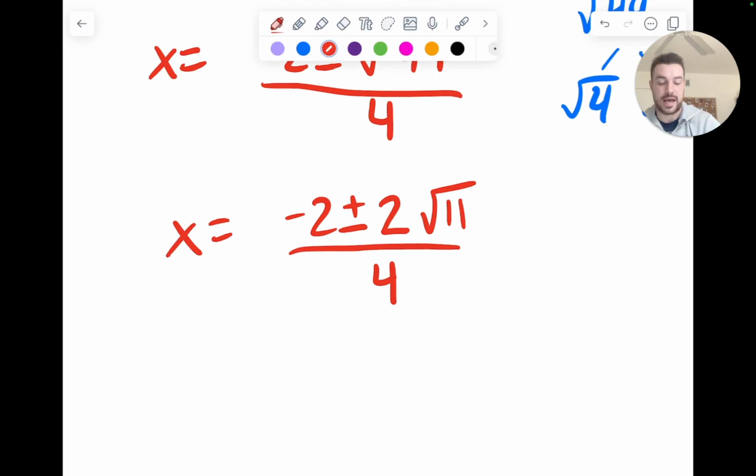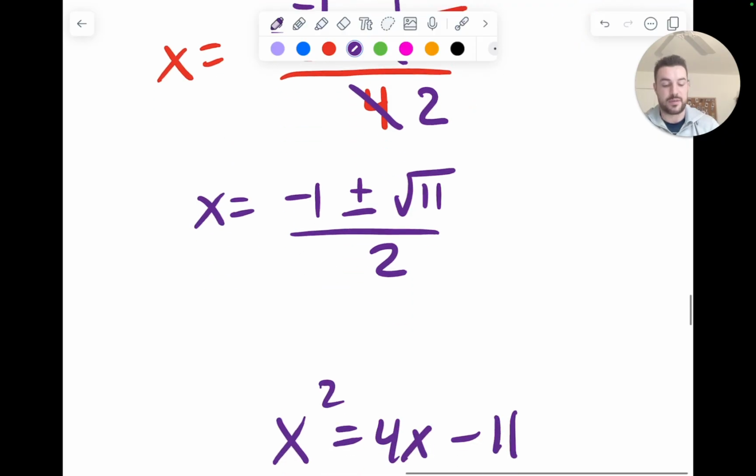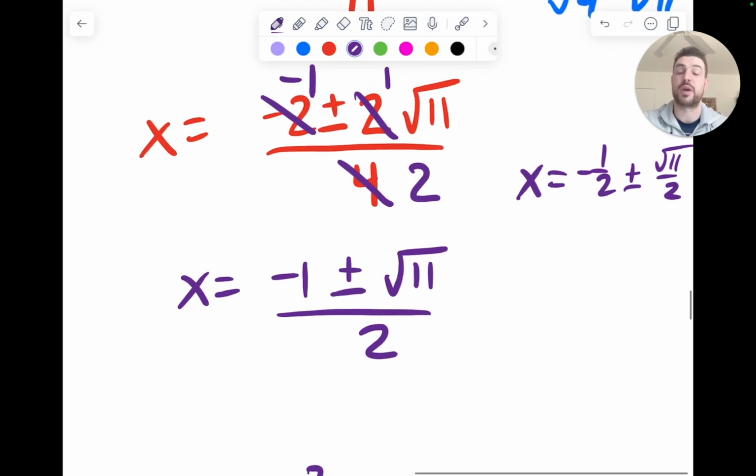I can find a common factor that goes into 2 and 4, which is 2, and divide out by 2. So if I divide this by 2, it will become negative 1. If I divide this by 2, it will become a 1 times the square root of 11, and 4 divided by 2 is 2. So my answer is x equals negative 1 plus or minus the square root of 11 over 2. Sometimes people like this to be written slightly differently. Kind of depends on your teacher's preference, but these two things are going to be equivalent.